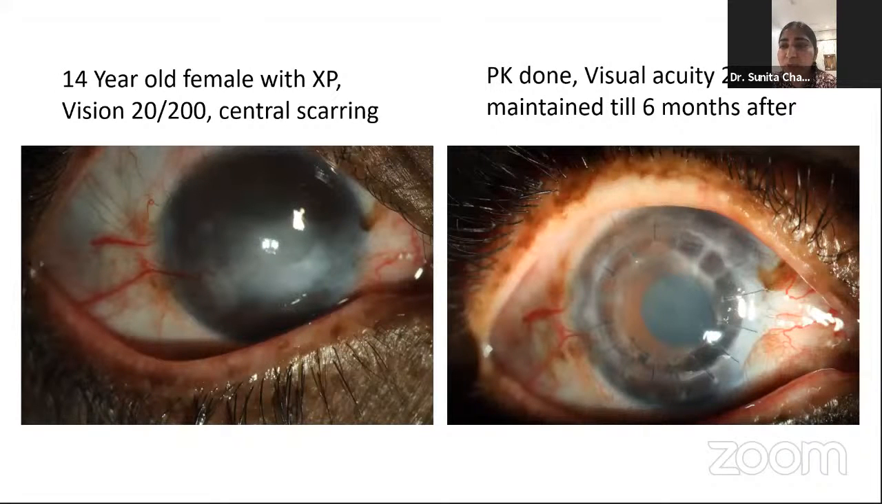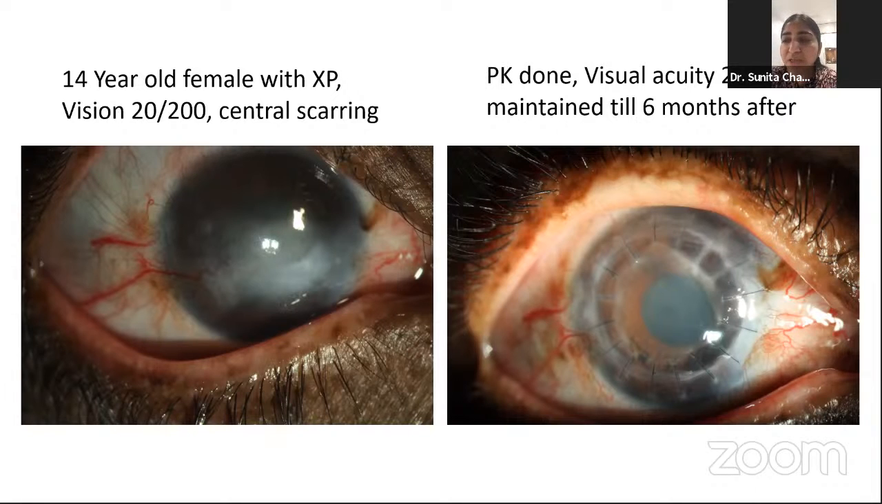So this was a 14-year-old female with xeroderma pigmentosa, and her vision at the time of presentation was 20/200, and the other eye had a poorer vision. So this eye was taken up for surgery because she had a central scar. I prefer to do penetrating keratoplasty in these patients because we have seen that many of these patients after DALK do not have a very predictable outcome because the endothelium tends to be compromised. There are patients who present with corneal edema relative to the anterior stromal scar. In those cases, I prefer to do DSEK, but the patients who have predominantly anterior stromal scarring, I prefer to do a PK in these eyes.